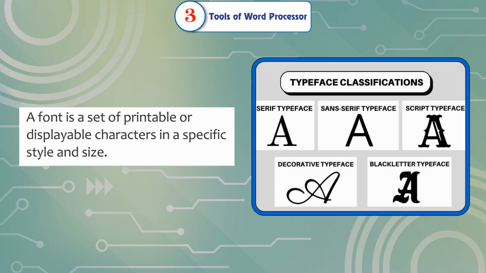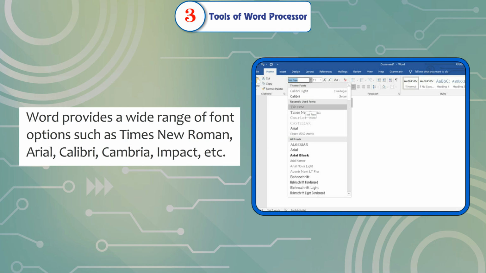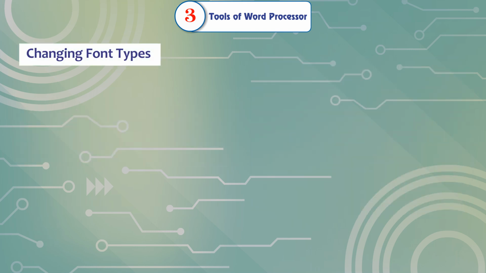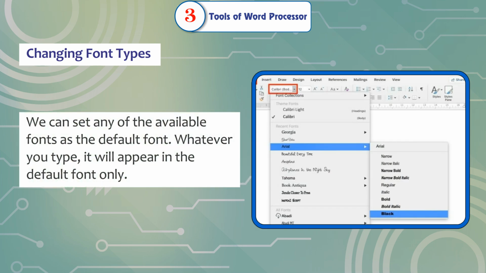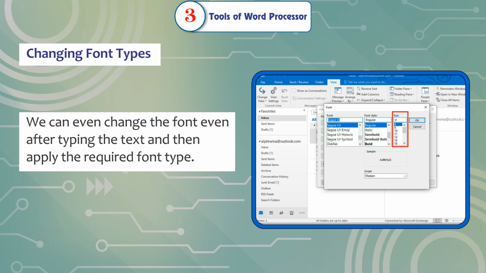Fonts. A font is a set of printable or displayable characters in a specific style and size. Word provides a wide range of font options such as Times New Roman, Arial, Calibri, Cambria, Impact, etc. Changing font types. We can set any of the available fonts as the default font. Whatever you type will appear in the default font only. We can even change the font after typing the text and then apply the required font type.